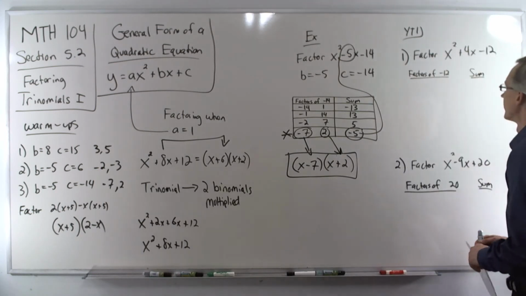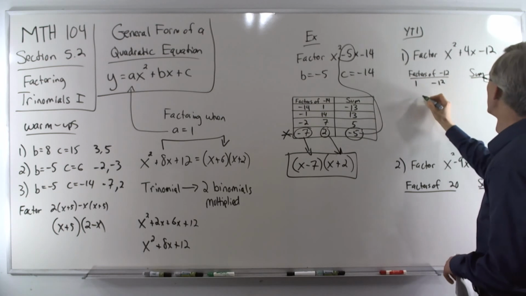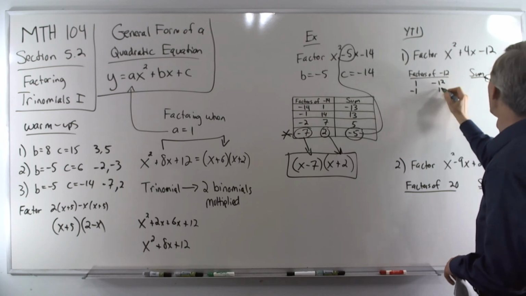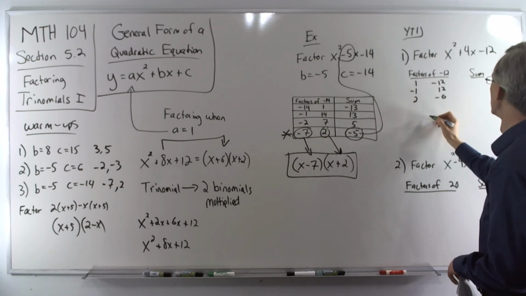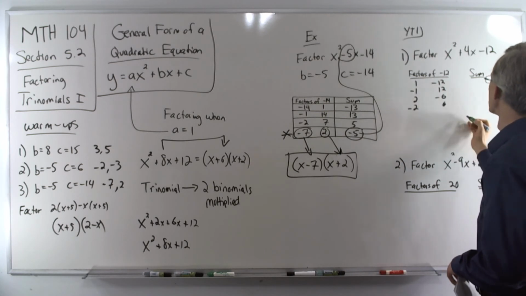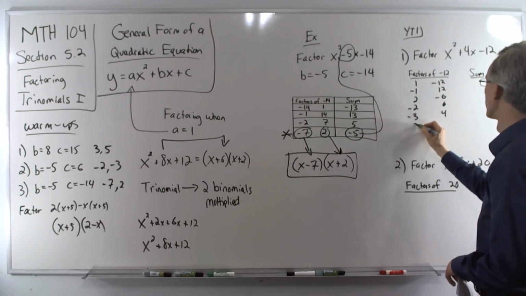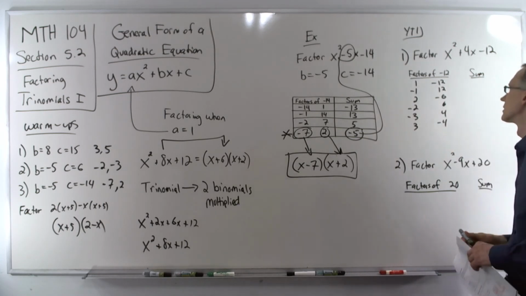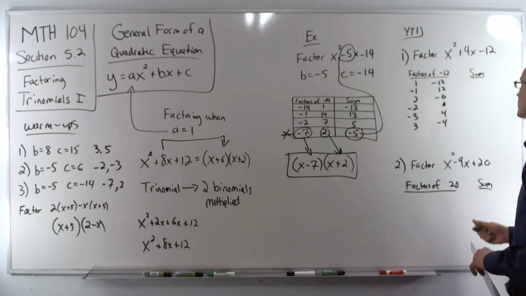So we're going to start off by finding the factors of negative 12. So we got 1 and negative 12, negative 1 and 12, and then we got 2 and negative 6, negative 2 and 6, and then negative 3 and 4, 3 and negative 4. So there's all the pairs of numbers that multiply to get negative 12. Now let's find their sums.